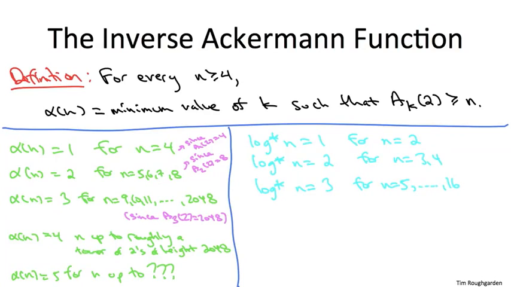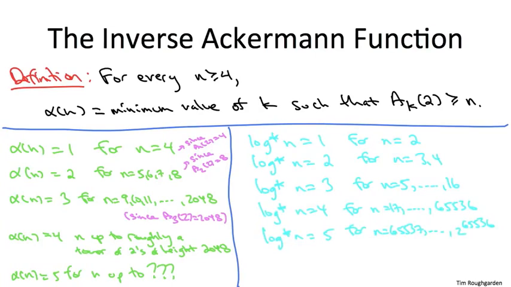Similarly, for n anywhere between 5 and 16, log star n is going to be equal to 3, right? If you start from 16, that's 2 to the 4. So if you apply log once, you get 4. A second time, you get 2. A third time, you get 1. By analogy, the values of n for which log star of n equals 4 are going to be starting at 17 and going up to 2 to the 16, also known as 65,536.